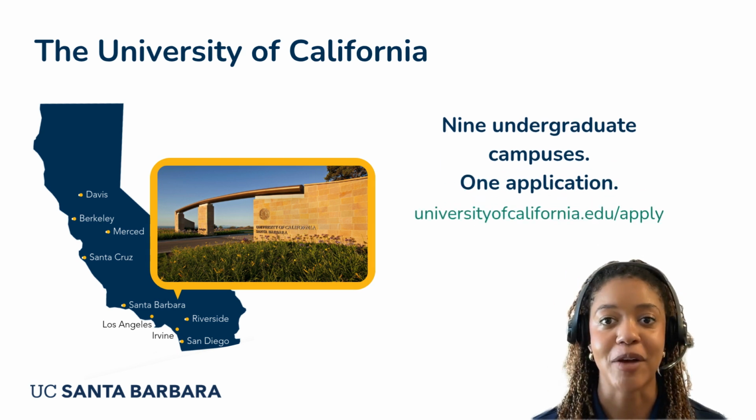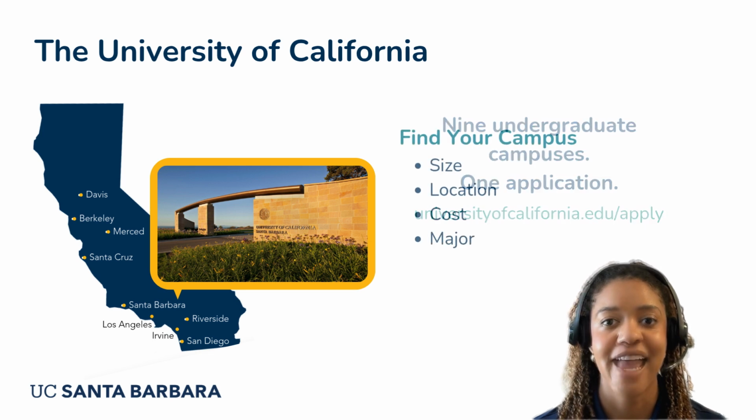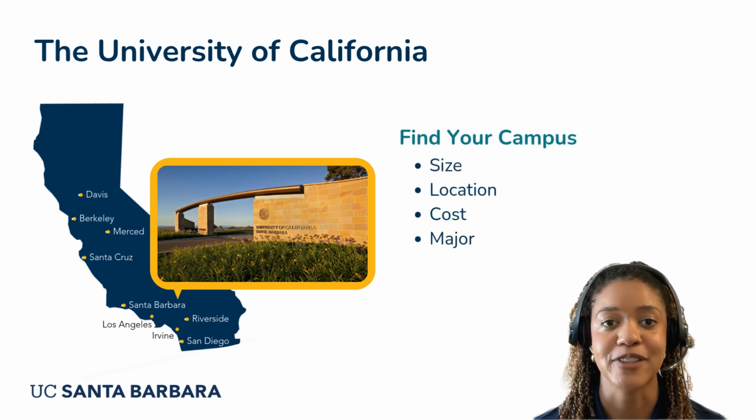What you should know about applying to the University of California is that the UC application is the only application accepted for admission. The application is only available online at universityofcalifornia.edu/apply. And if you need help finding the best campus for you, consider researching the campus sizes.